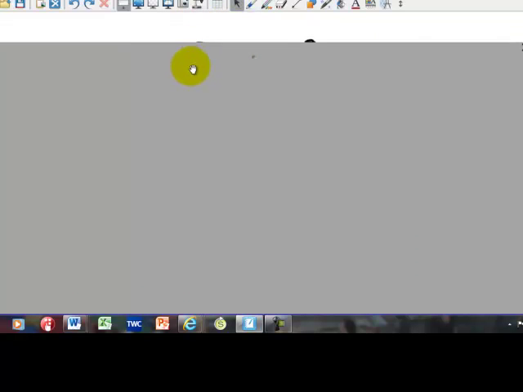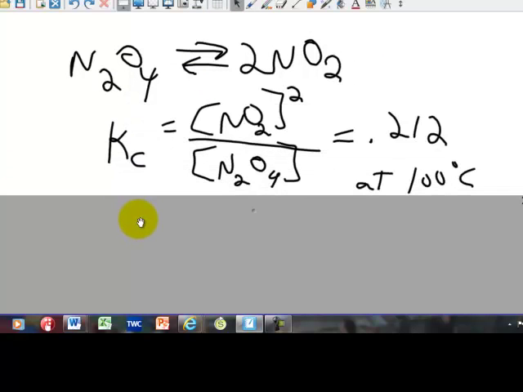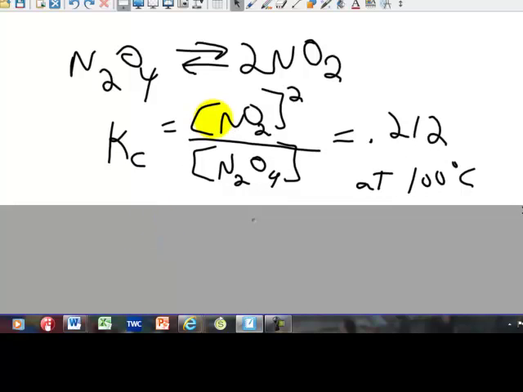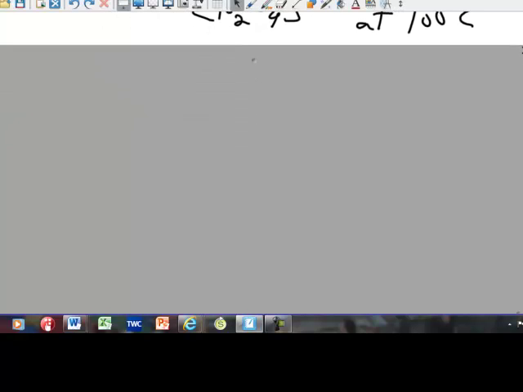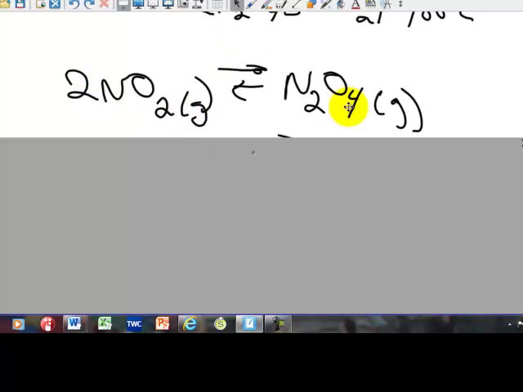Some more cute stuff we can do with equilibrium. Let's go back to this equation. N2O4 is in equilibrium with 2 NO2s. Now once again I can write a Kc, concentration of NO2 squared, over the concentration of N2O4, and I look up somewhere that that's equal to 0.212 at 100 degrees Celsius. What if, though, I write it the other way? What if I write 2NO2 is in equilibrium with N2O4?